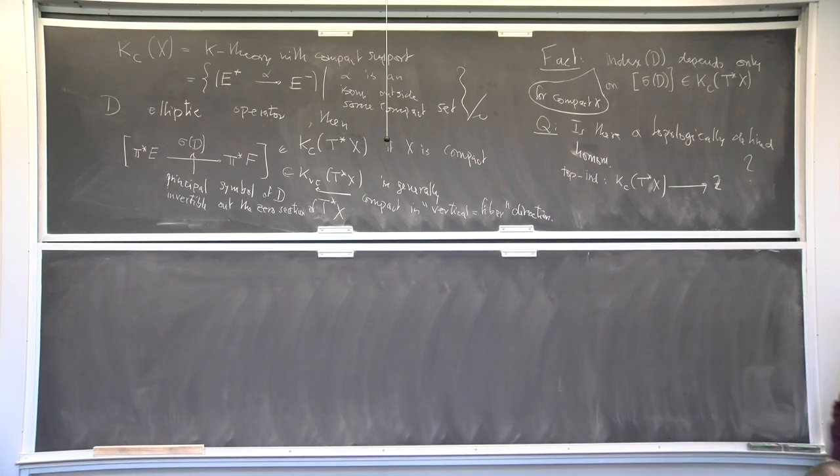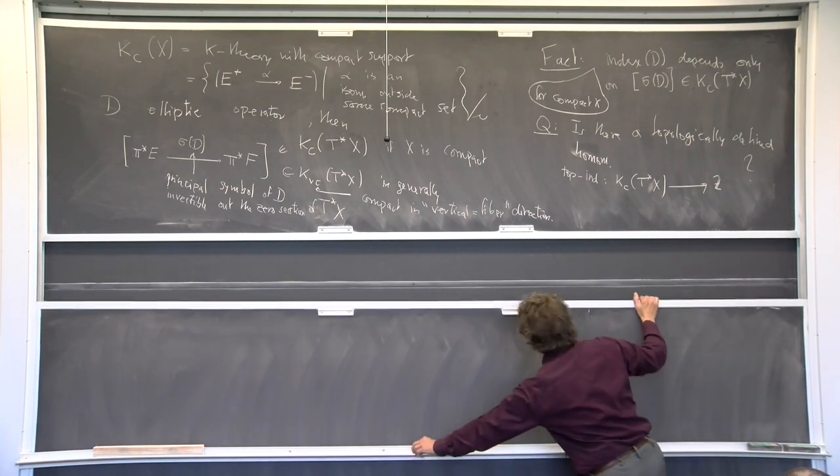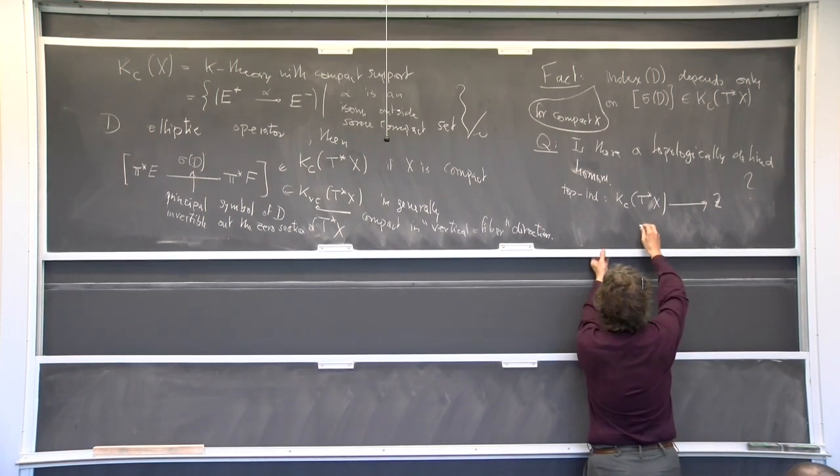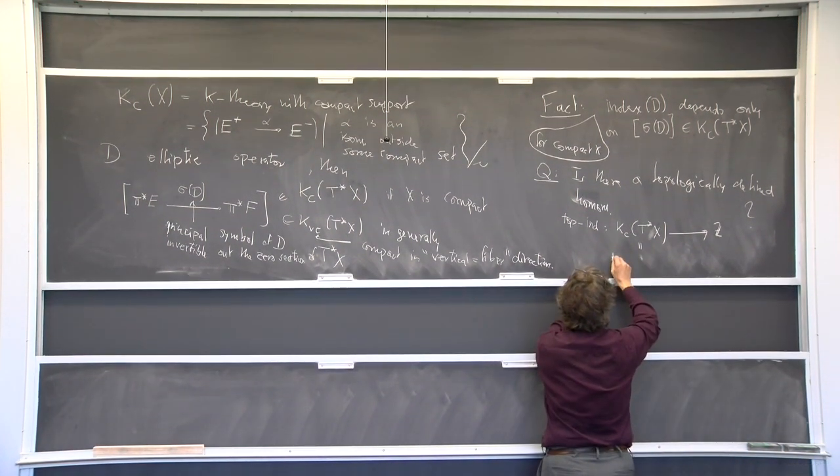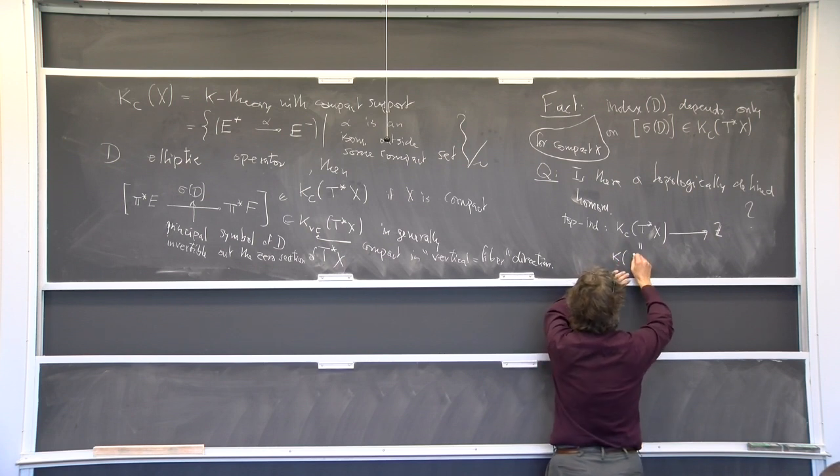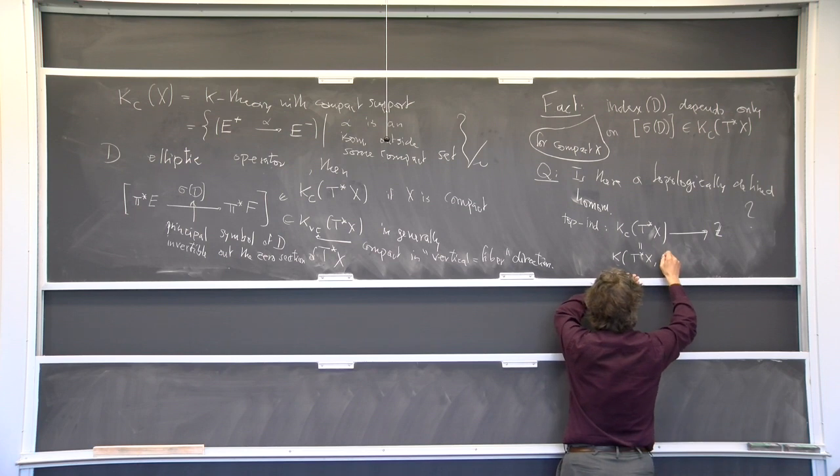Couldn't I also think about this symbol as being a class in the relative cohomology group, the K-theory of T*X, comma, T*X minus the zero section? Absolutely. Maybe I should write this down. So equivalently, this can be seen as the K-theory of that, comma, zero section.